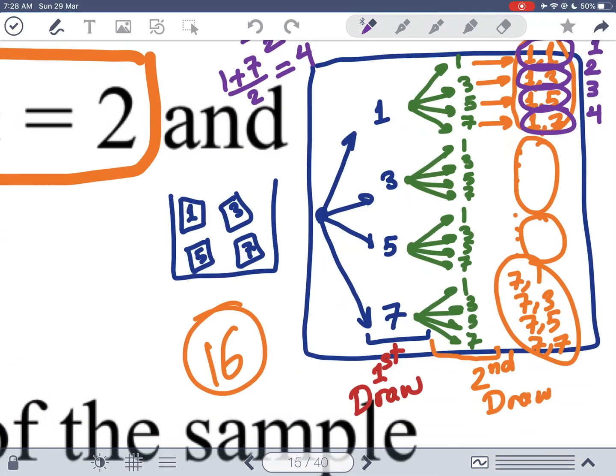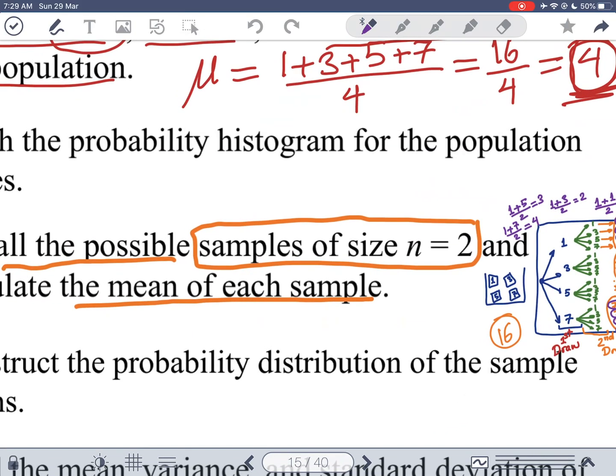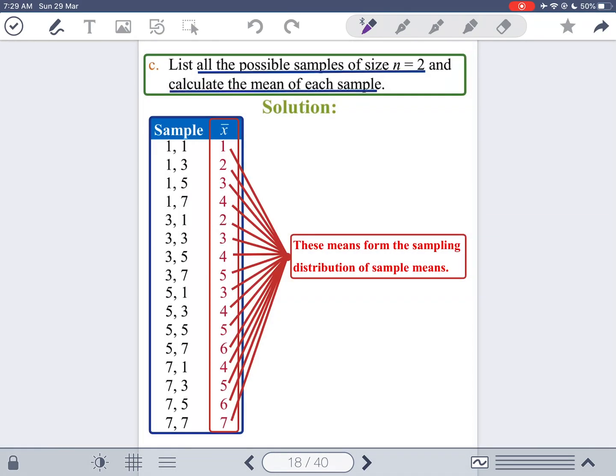Okay? For example, if you took 7, 7, you'll do 7 plus 7, 14 over 2, it will give you 7. 7 and 5, 12 over 2, 6. 7 and 3, 10 over 2, 5. 7 and 1, 8 over 2, 4. And you do this for all of them. And then we want indeed to construct a probability distribution of the sample means. So let's first finish C. I will show you the solution to C now.